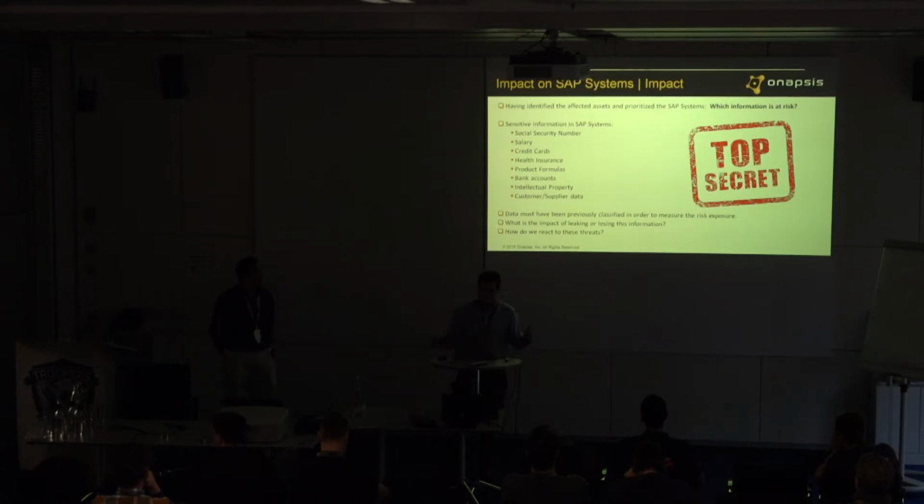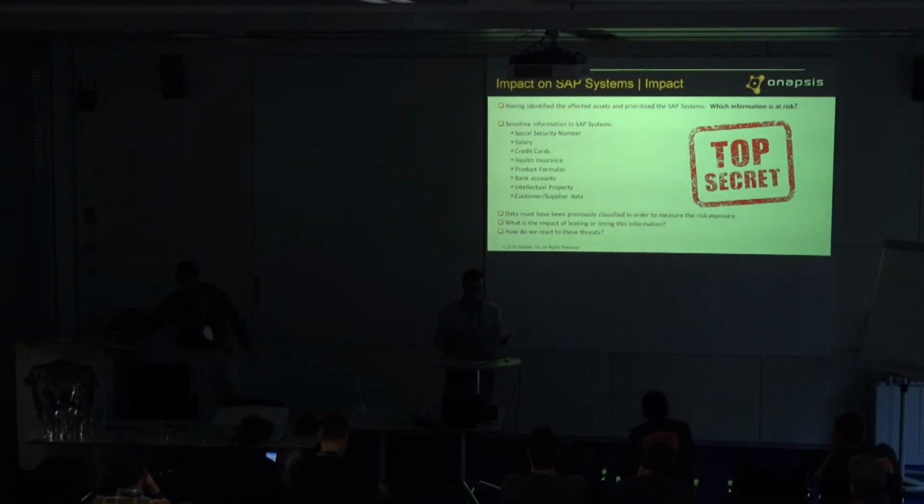And the impact. Well, what information is at risk, right? We have named just a few pieces of information, just a few things that you can find on SAP systems. But basically, all the information that you have in your SAP systems is critical from a company standpoint. So you need to have this classified, and you need to be able to identify to what extent the information was compromised. And believe me, that is not easy at all, especially with SAP systems being as complex as they are, right?